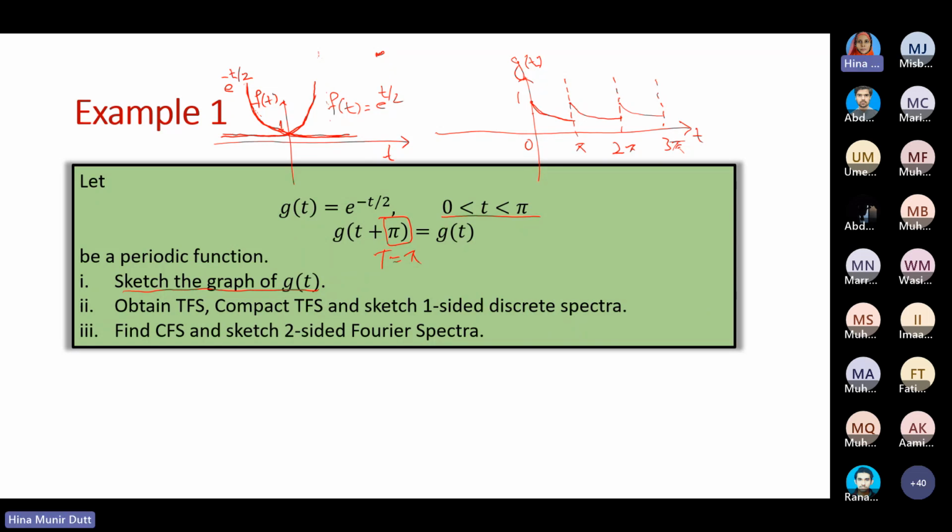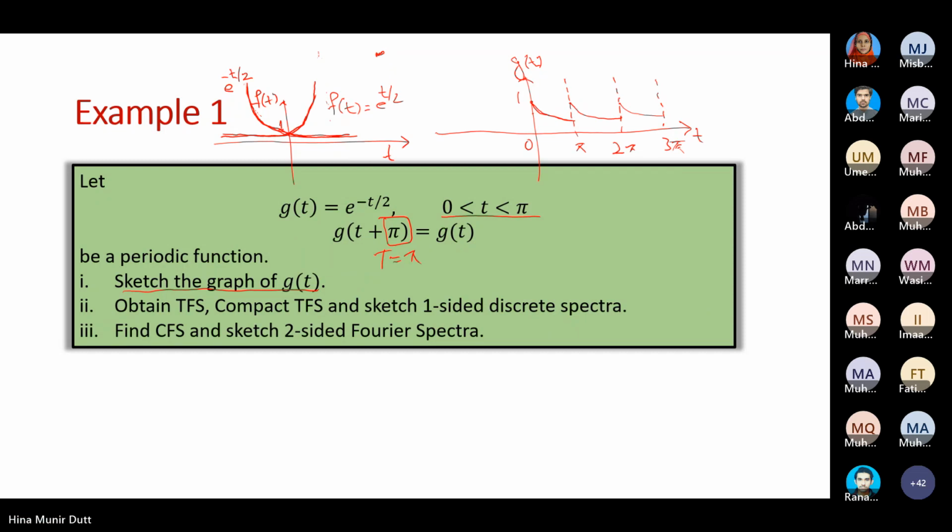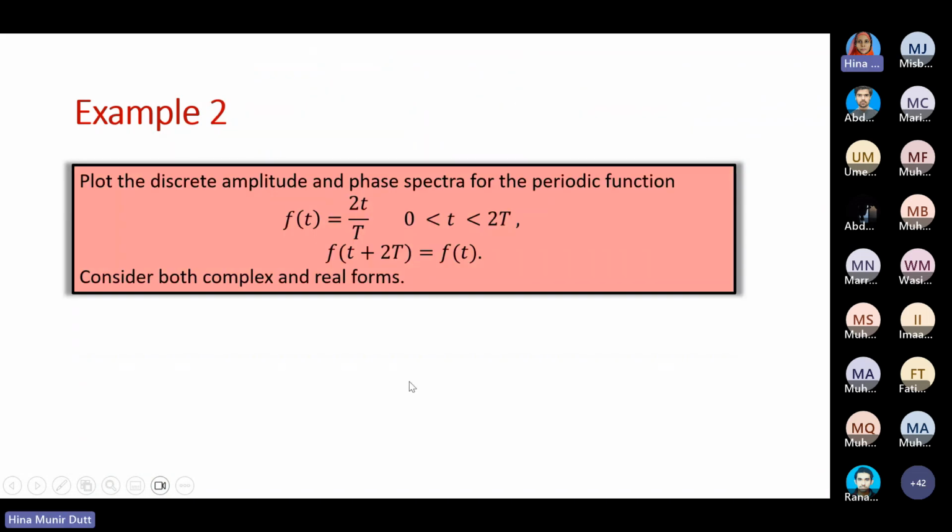तो इसके बाद हमें करना है ट्रिग्नोमेट्रिक फोरियर सीरीज विद कॉम्पैक्ट ट्रिग्नोमेट्रिक फोरियर सीरीज एंड स्केच वन साइड डिस्क्रीट स्पेक्ट्रा. इसको करना है और इसमें अब मुझे थोड़ी सी स्पेस चाहिए होगी.